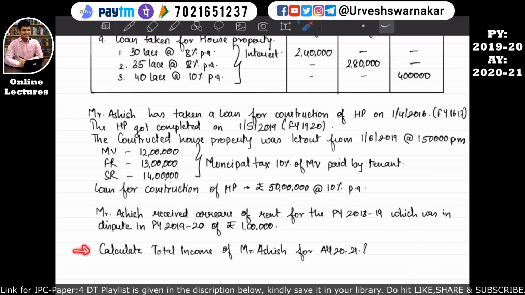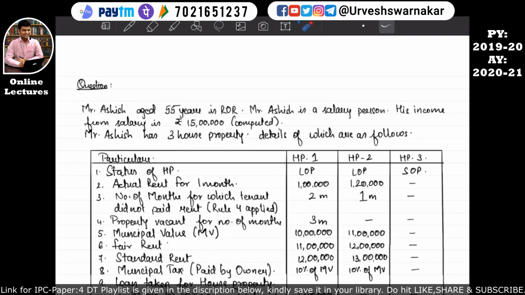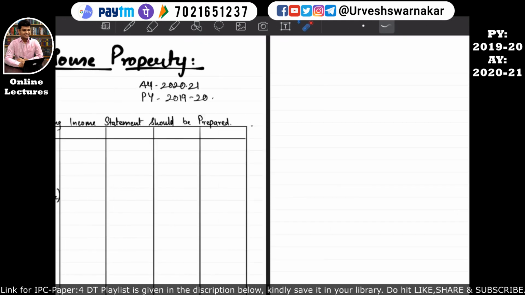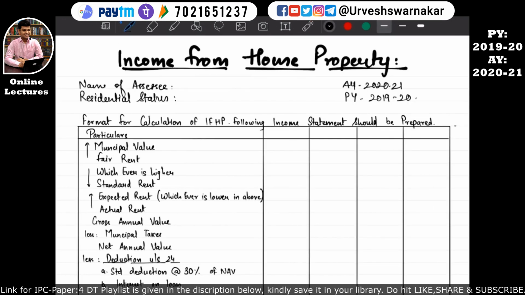Calculate the total income of Mr. Ashish for the assessment year 2020-21. So basically now we will start using our format. Come into our format, and firstly we'll write the name of the assessee, that is Mr. Ashish. Residential status of Mr. Ashish is resident, ordinary resident. Age is given of Mr. Ashish, so we will write his age, 55 years. I hope this is quite clear to you all.